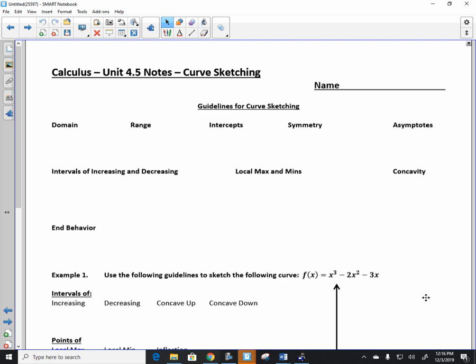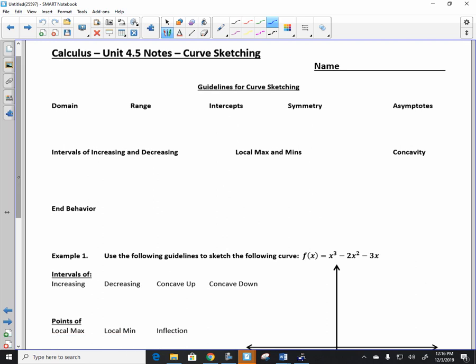All right, here we go. Curve sketching. So we will put together all the pieces that we've learned so far regarding our first and second derivative test, limits as x approaches infinity, everything else. And we start with this.